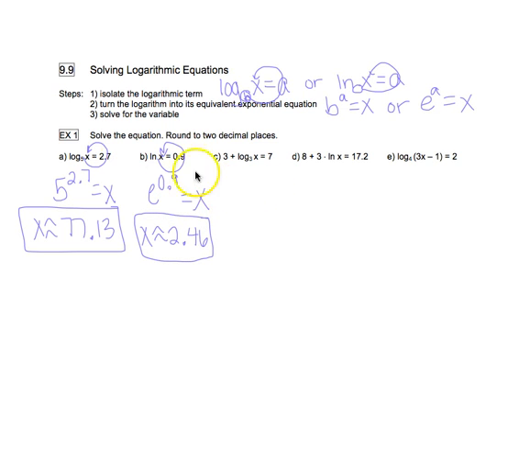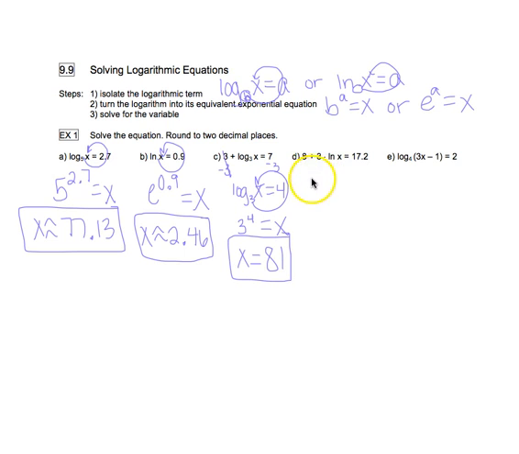All right, on C, this is the first one where step 1 needs to be done because the logarithm is not alone. So first thing I need to do is subtract this 3 over to the other side. That gives me log base 3 of x is equal to 4. Now my logarithm is alone, so swoop around, 3 to the 4th power is going to be equal to my x. And 3 to the 4th power is 81. And that is exact, so we don't need a squiggly equals. It's exactly 81.